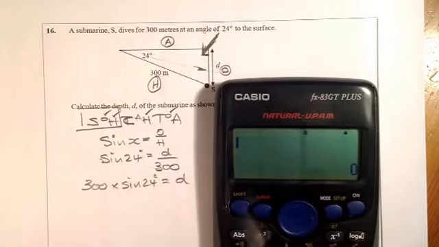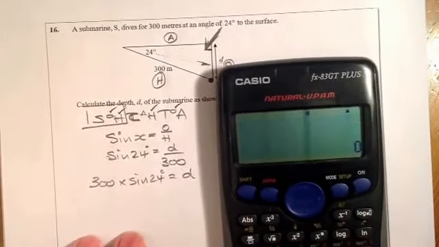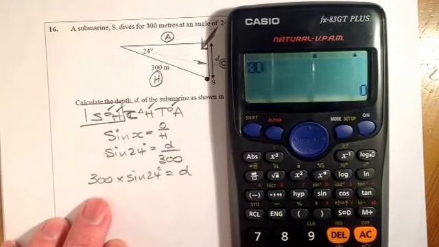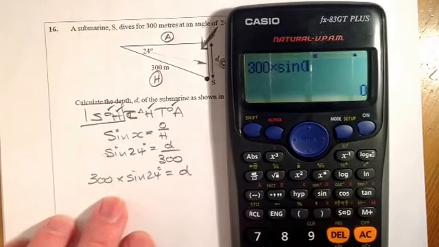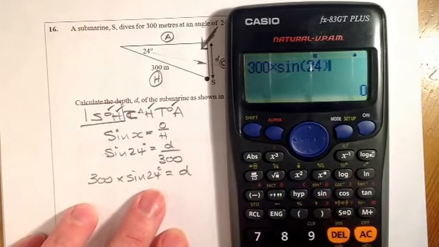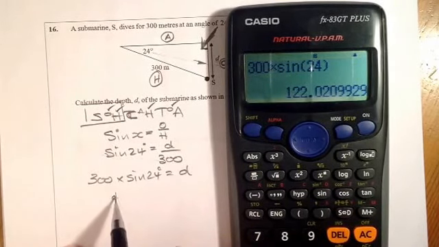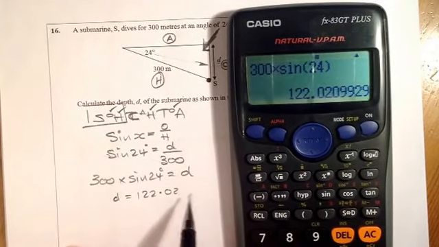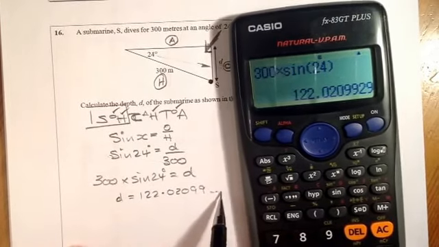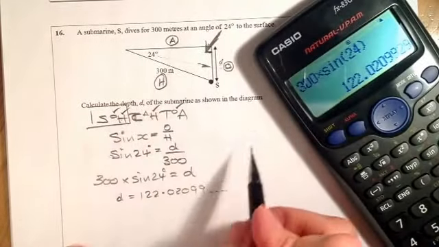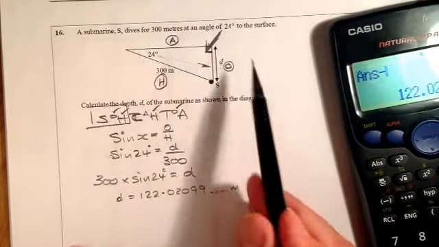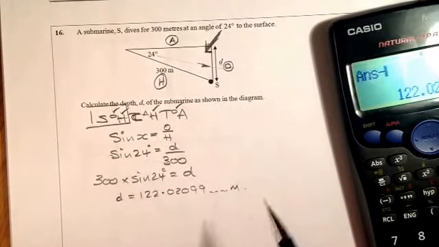Right, remember the SOHCAHTOA is directing me to the button that I'm going to use, and I know that the button that I'm going to use here is going to be the sine button. So I've got 300 times sine button 24, close the bracket, equals, and that should be the answer. So what I've got here is d, it's going to be equal to 122.02099, okay, and that's in meters. And is there any rounding here? No, I don't need to round it at all, so that would do as my answer.